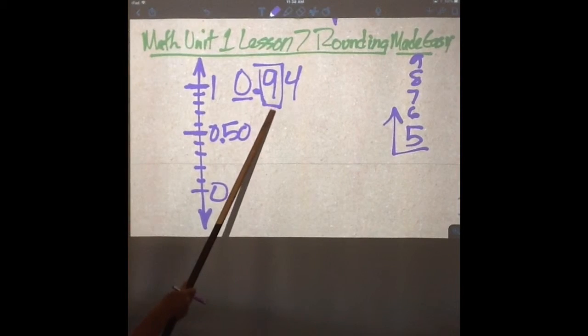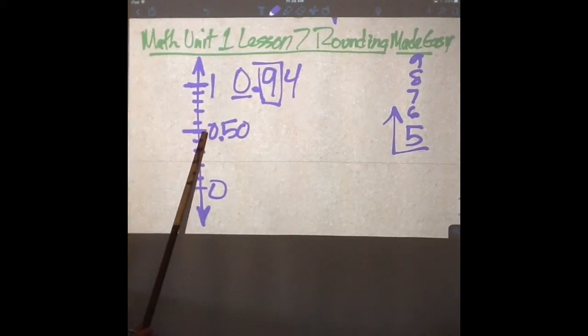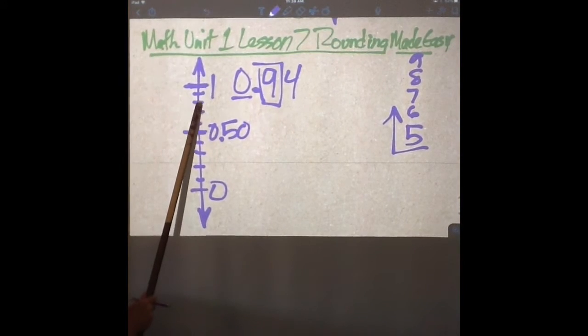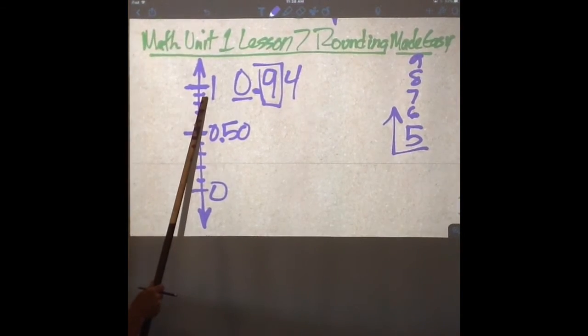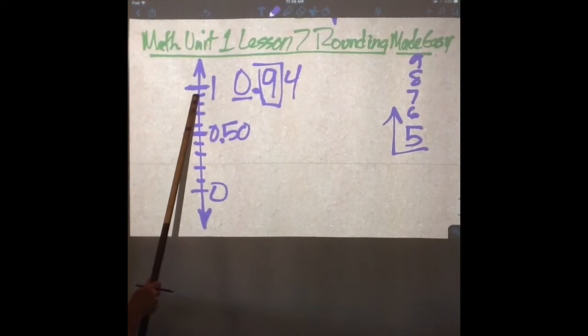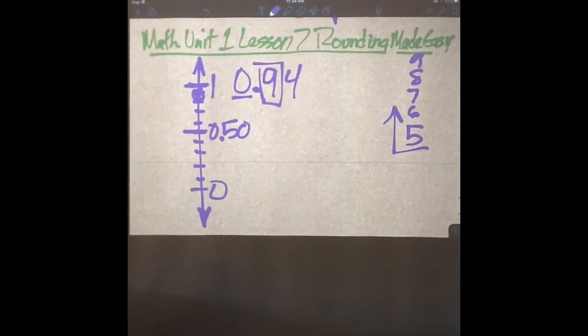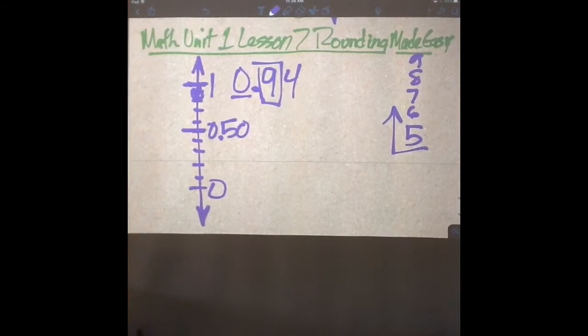Have we reached this number yet? No. So 5/10, 6/10, 7/10, 8/10, 9. Is this where I stop? Yes. Is that where I want to put my dot? Yes. So let's put the dot there. Okay. So which way do you think we're going to round? Yeah, we're going to round up to the 1. So our answer is 1.